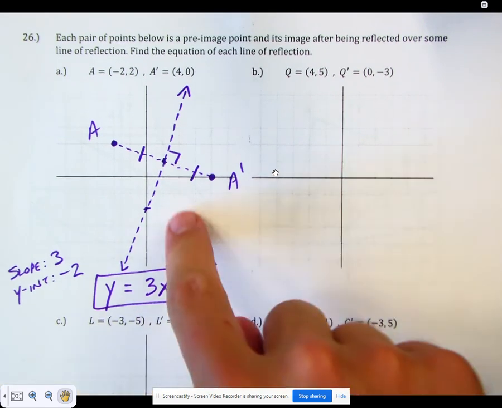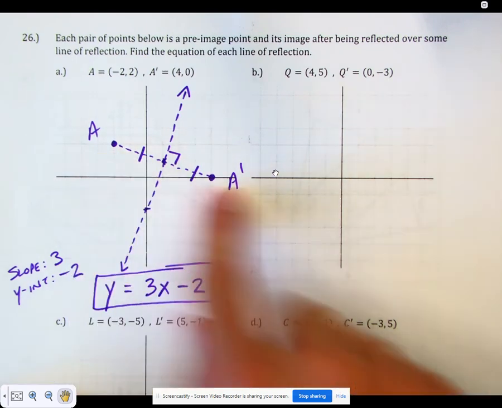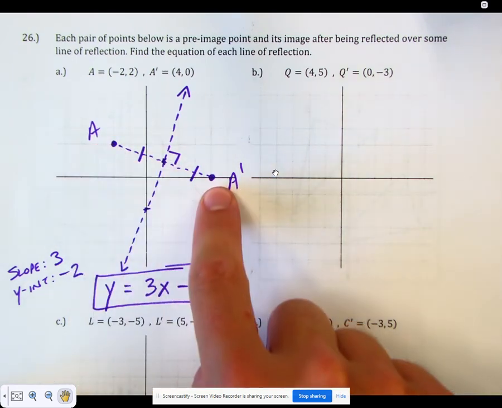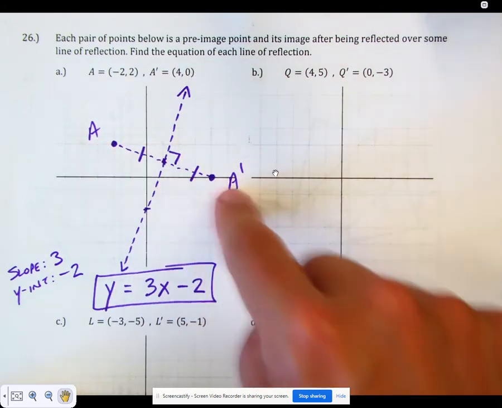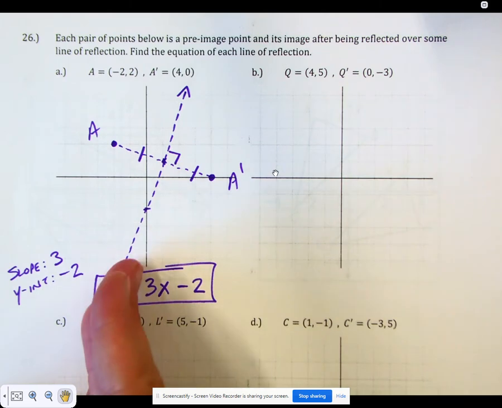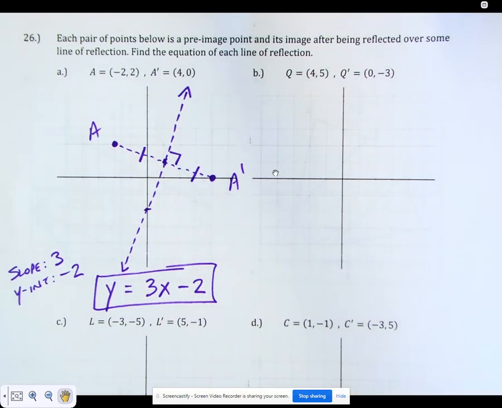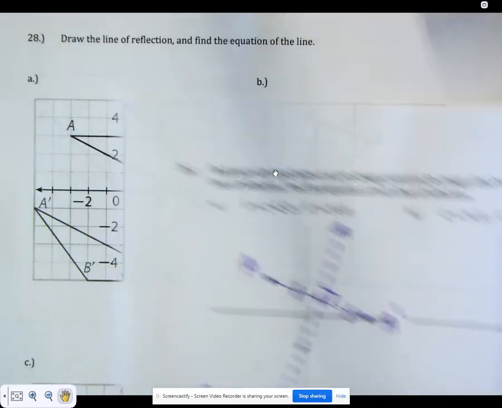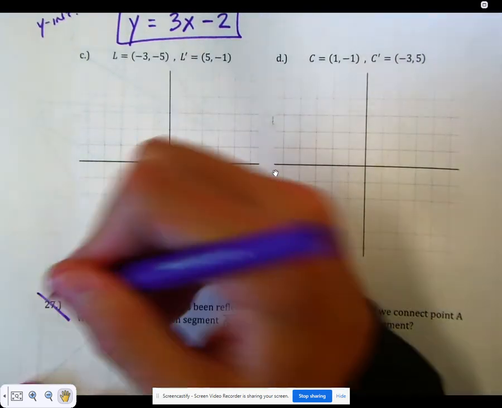So same thing on part B, C, and D. If you're struggling with the equation, let me know. At the very start, though, just try drawing the points. Draw point A prime, and then look at the midpoint, and then try your best to figure out the slope that would be perpendicular. So you got to try to find that opposite reciprocal slope. We'll just skip 27. Don't worry about 27.